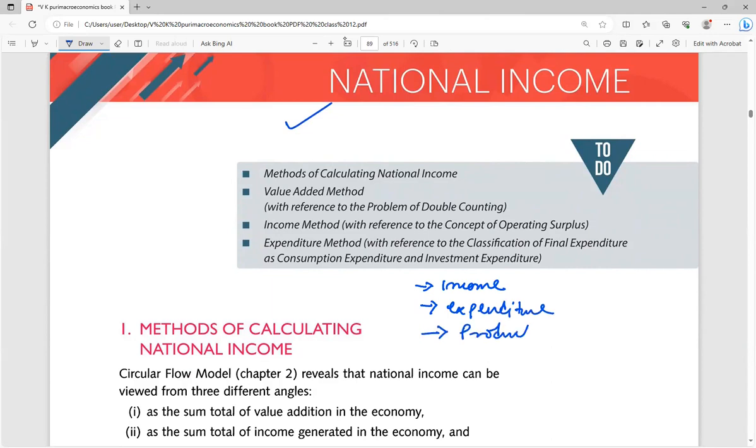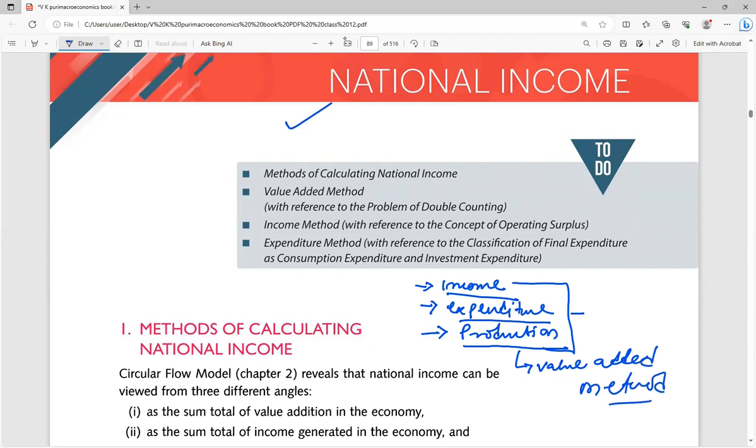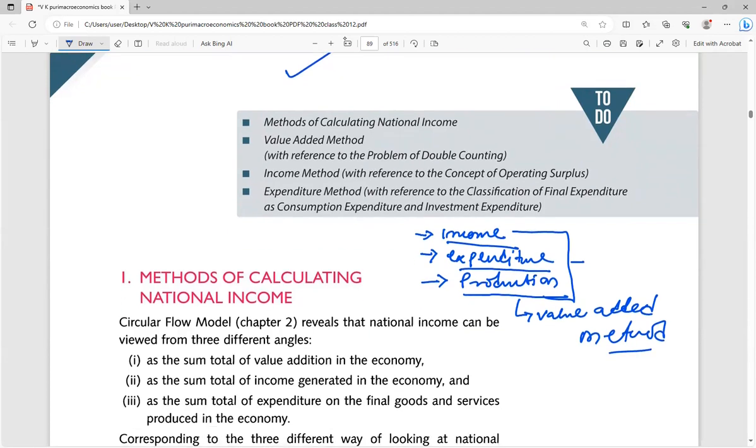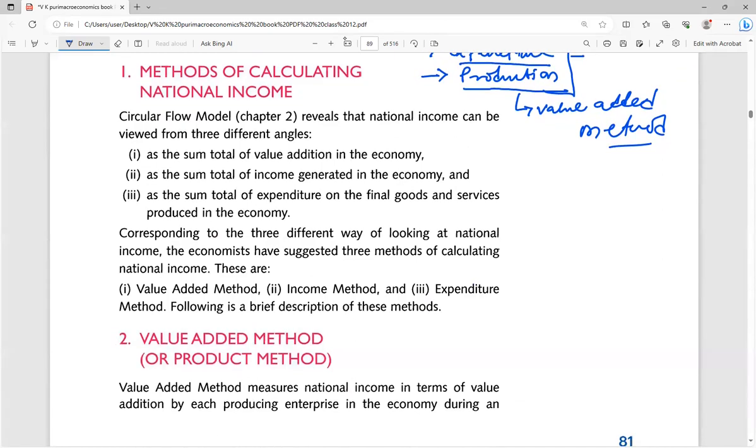These three phases are made into methods for calculating national income. So the income method, the expenditure method, and the production method, otherwise known as the value added method. Okay, so we have three methods: value added, income, and expenditure method.